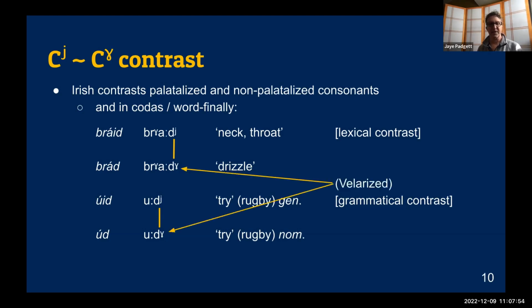And just highlighting that we are marking velarization in all non-palatalized consonants. So velarization isn't realized in some monolithically uniform way across the consonants, but for that matter, neither is palatalization. Velarization is a really pervasive property of non-palatalized consonants in Irish. So we mark it all the time.